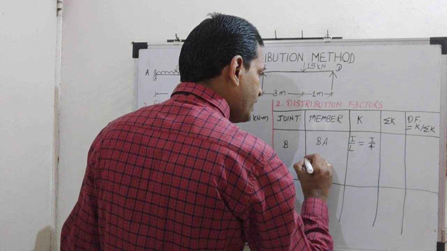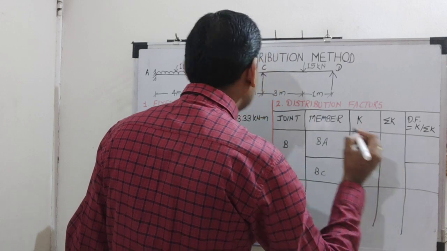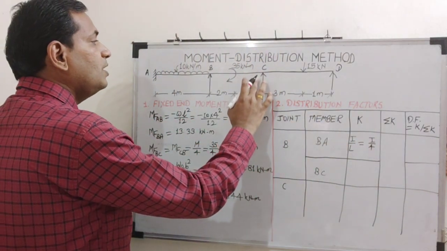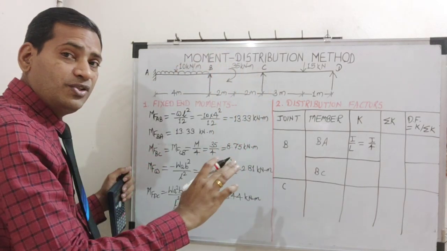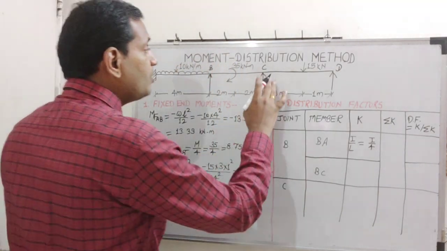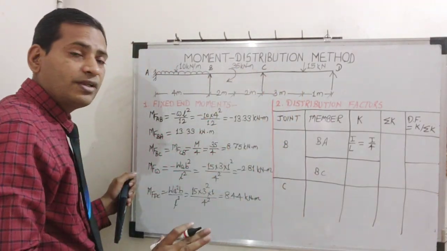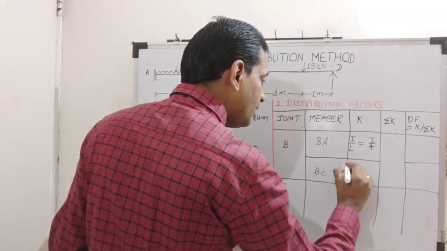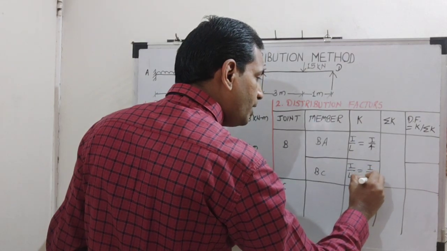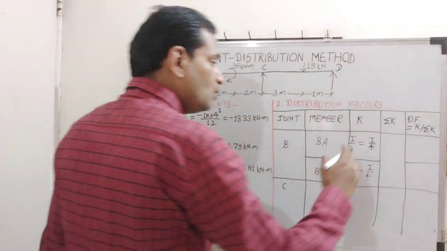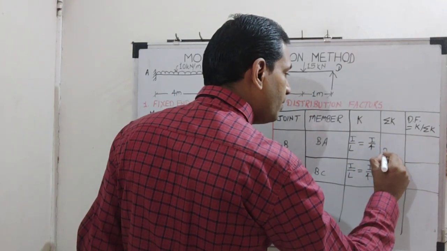Then the second member from joint B is BC. Joint C is the far end for joint B. Joint C is an intermediate joint, so an intermediate joint is assumed as fixed. So again the BC member is a propped cantilever. So for propped cantilever, again I by L is the stiffness. So it is I by 4. So the summation of these two values at joint B is 2 times I by 4.